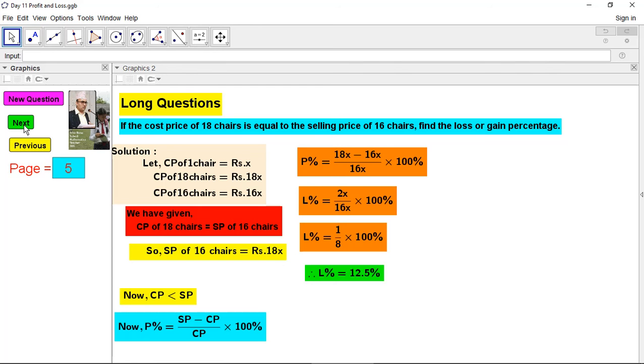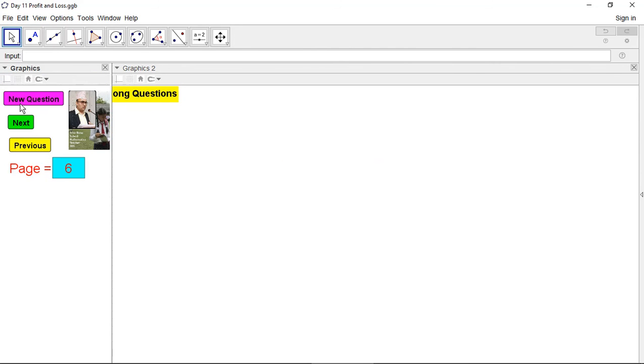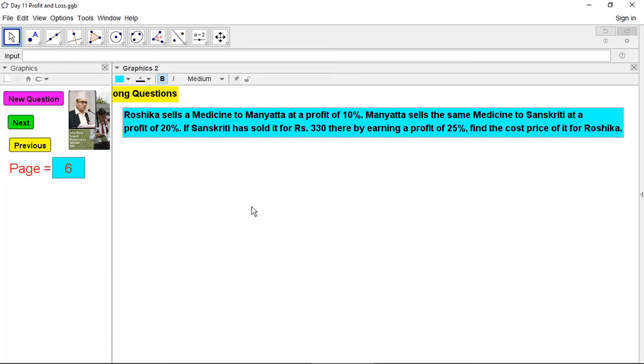Next question. Yes, thank you. I want to move to page number 6, dear students. Here is one interesting question. Roshika, can you read the question?